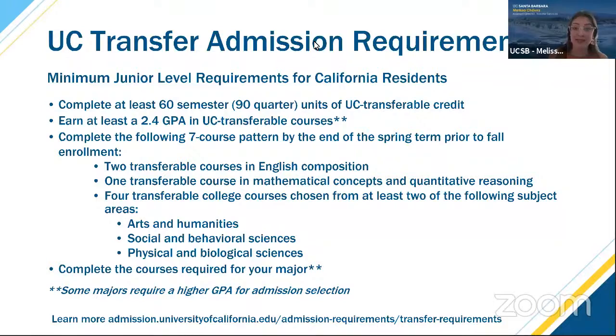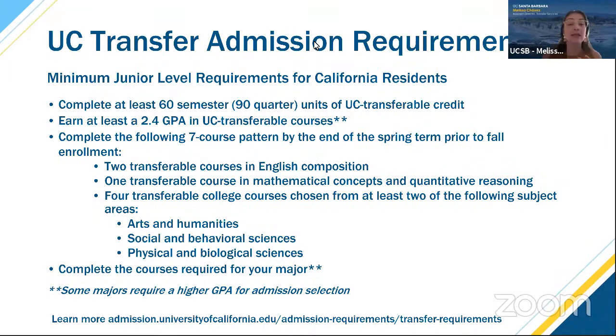Social and behavioral sciences. Here we're talking about political science, economics, sociology. Those are common areas in that field. And physical and biological sciences, chemistry, biology, physics, all the sciences. So 7 courses, the 7-course pattern: 2 English, 1 math, and then 4 courses from at least 2 of the 3 areas. What else do you need to take?